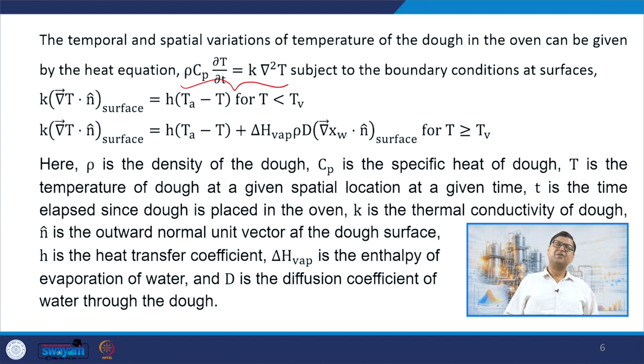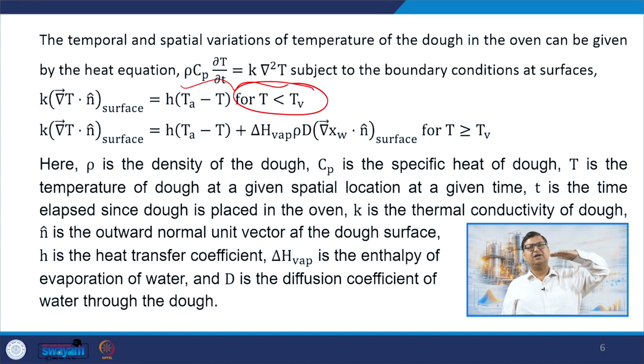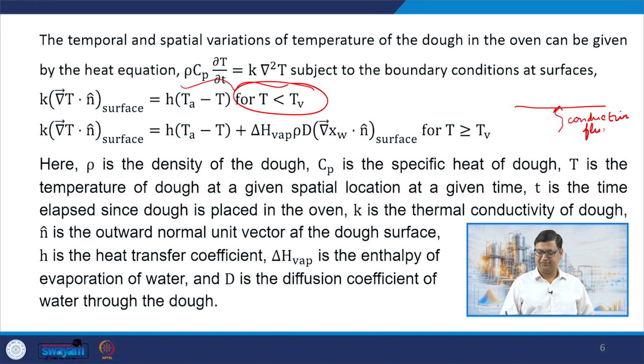So, what we say is there are two conditions here. One, the temperature of the duff is less than the vaporization temperature or the boiling point of water, and at that condition, at the surface of the biscuit, we have the usual condition that we have defined for the slab, that is the conductive flux from inside the biscuit or the duff matches the convection flux going out.